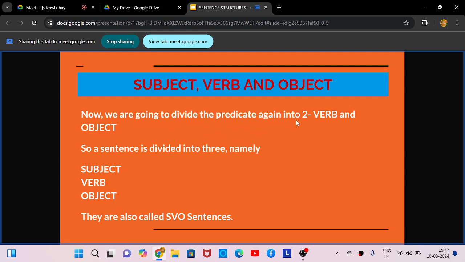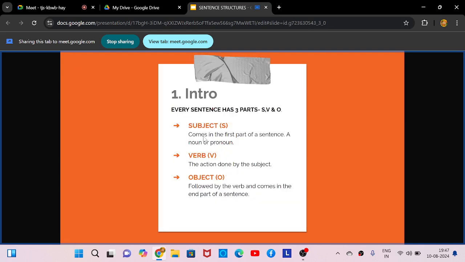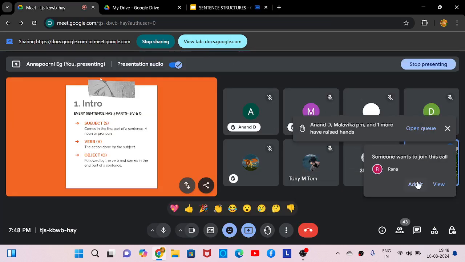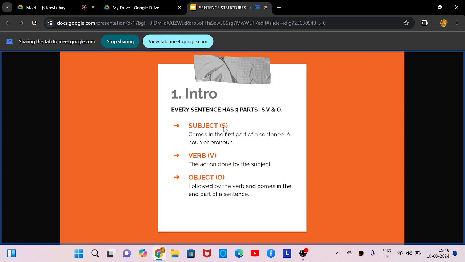Now we are going to divide the predicate again into two as verb and object. So a sentence is divided into three parts, namely subject, verb and object. They are also called SVO sentences in English. Subject, as we already discussed, comes in the first part of a sentence. It is about whom or what we are talking about in a sentence, and subjects can be either a noun or a pronoun.